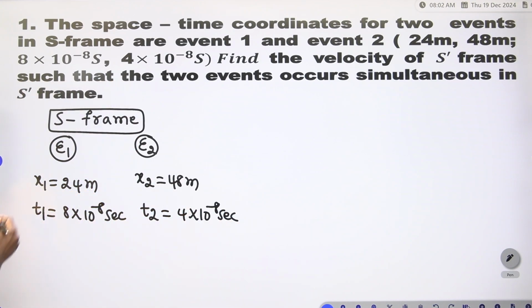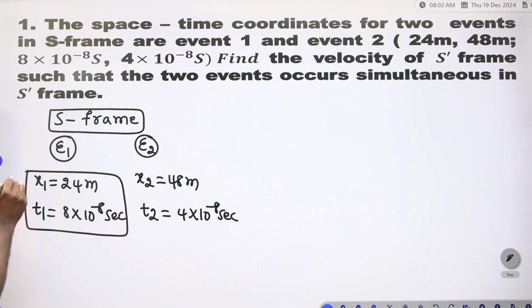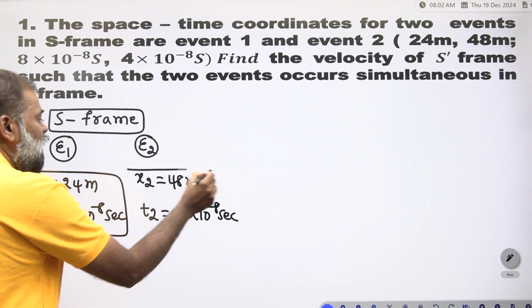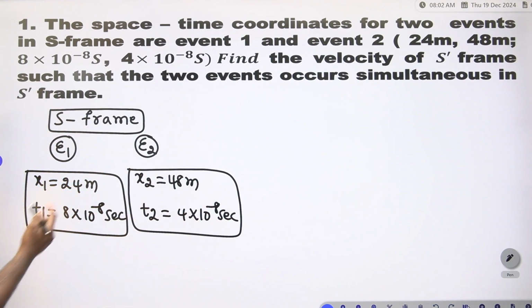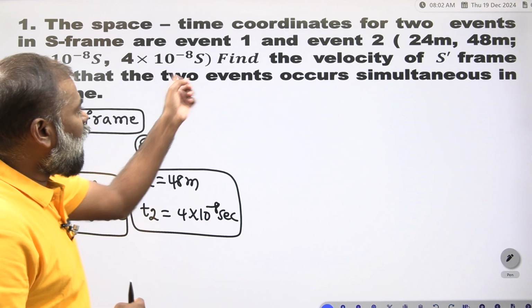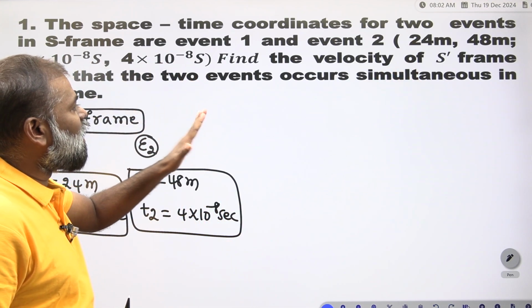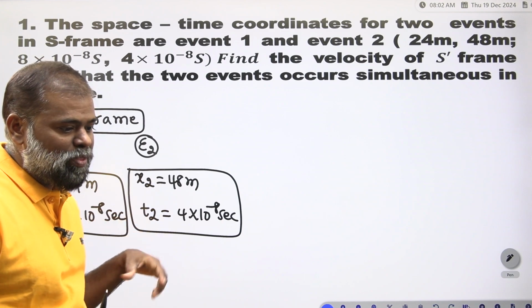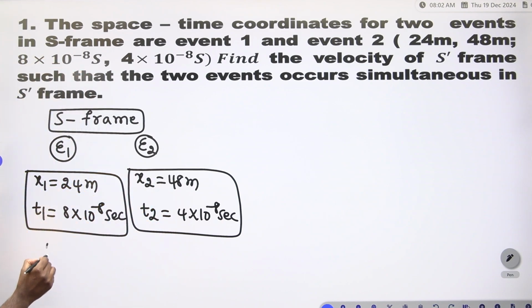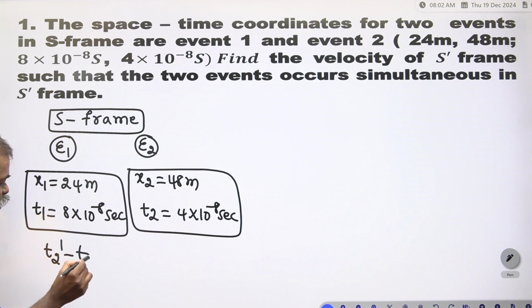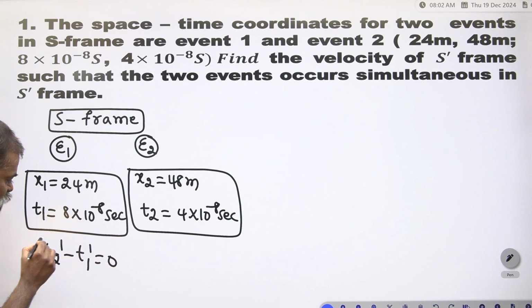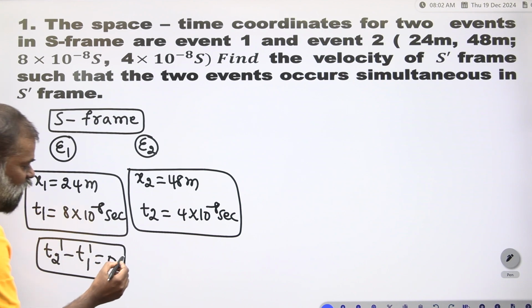So x1 is equal to 24 meters, T1 is equal to 8 into 10 to the power of minus 8 seconds, x2 is equal to 48 meters and T2 is equal to 4 into 10 to the power of minus 8 seconds. Find the velocity of the S dash frame such that the two events occur simultaneously in the S dash frame. That means T2 dash minus T1 dash is equal to 0.